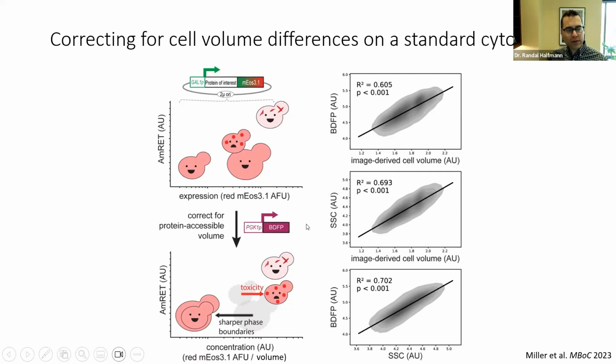You can also use global protein expression, or a proxy for global protein expression, as a proxy for volume. So of course, as the volume of a cell increases, that's typically because it's producing more protein. And so if you just look at the expression level of any housekeeping gene, in this case, we use a PGK1 promoter, a housekeeping promoter, to drive expression of an orthogonal fluorescent protein, a far red fluorescent protein, BDFP. And if we simply use BDFP fluorescence as our proxy for volume, you see again a linear correlation with both the imaging derived cell volume as well as the side scatter.